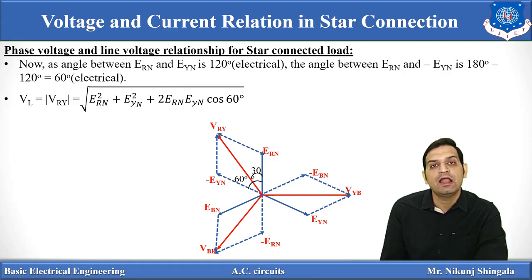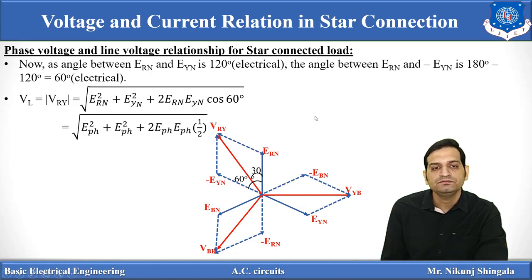This equation you have to remember whenever we are solving a parallelogram. Whenever we want to determine the value of the diagonal in a parallelogram, this is the equation: the squares of the sides, both added, then plus 2 E_RN E_YN cos 60, where 60 is the angle between the two sides.